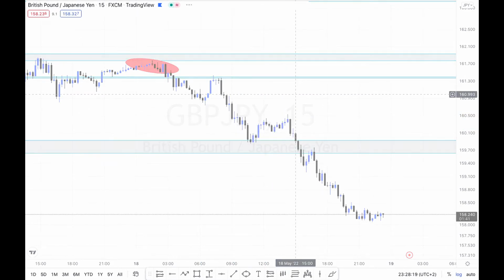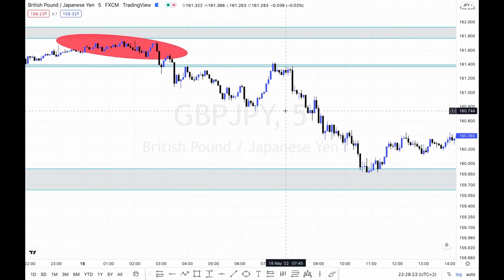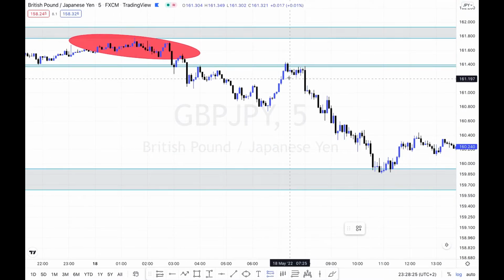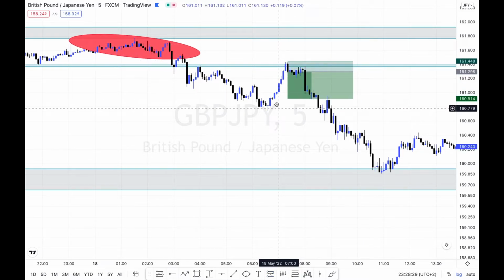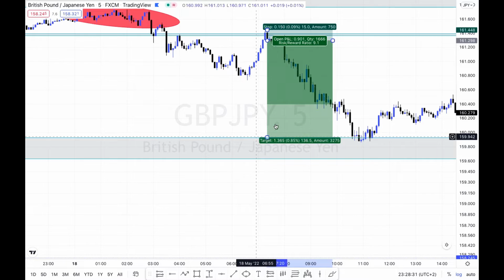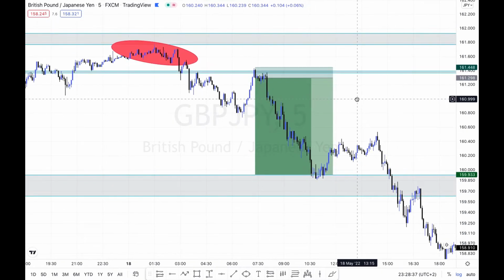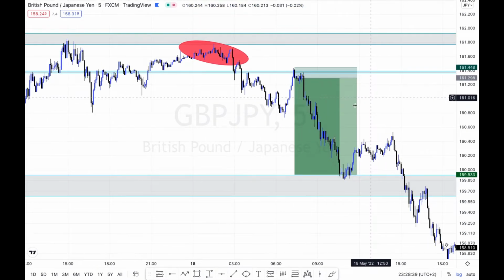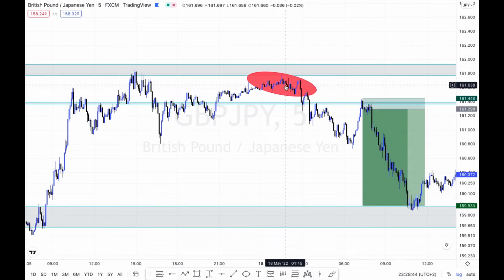Go to the 5 minutes. Nice. A beautiful tweezer top. Tight stop loss, 15 pips. Go for 136 pips. This would have been a very interesting trade. So why would I have taken this trade instead of this trade, right?